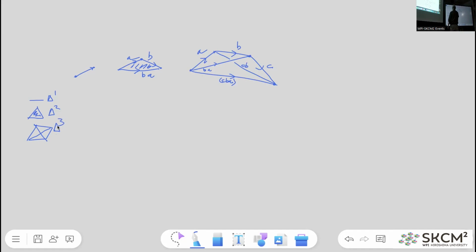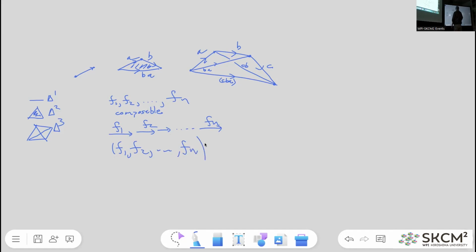So if you have F1, F2, Fn, and they're composable, so you think of F1, F2, Fn, like that, then this n-tuple of morphisms, this n-tuple of edges, can be thought of as an n-simplex.